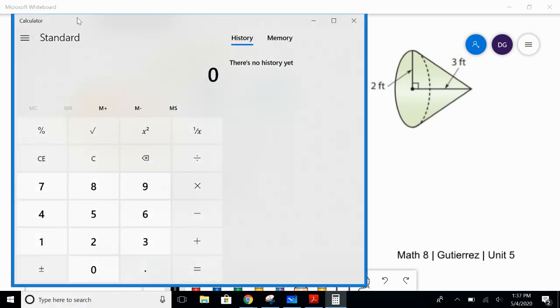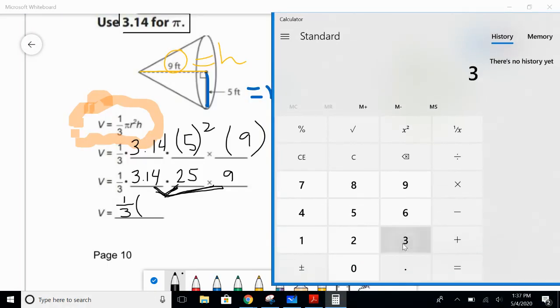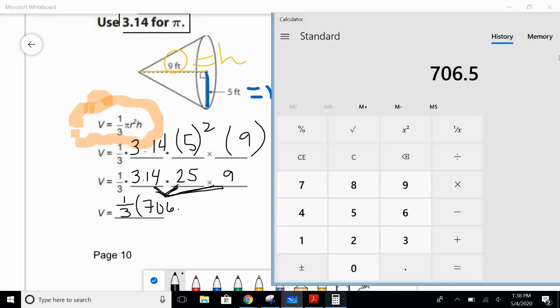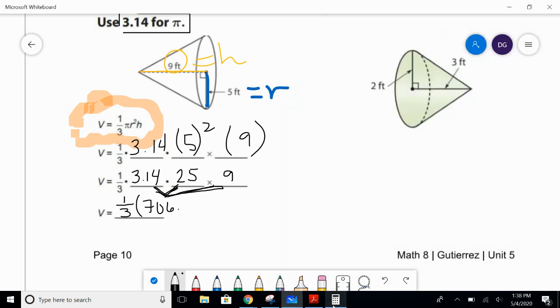Do that together. So we are looking at 3.14 times 25 times 9, which is equal to 706.5. So we have 1/3 in the front, and 706.5 on the inside. Now we have one last step.